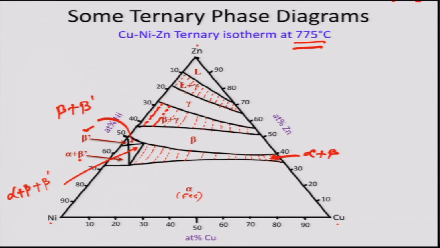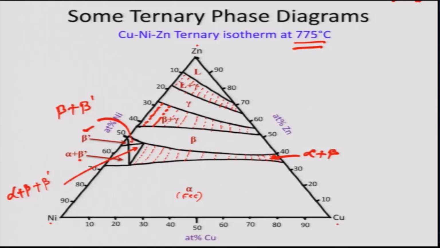There may exist more such intermediate phases which may not show the complete solid solubility as exhibited by this beta and gamma here, and we can have more and more complicated ternary isotherms. We will do some of them in the exercise. This was just an example that I wanted to show, so that you know how to read ternary isotherms.